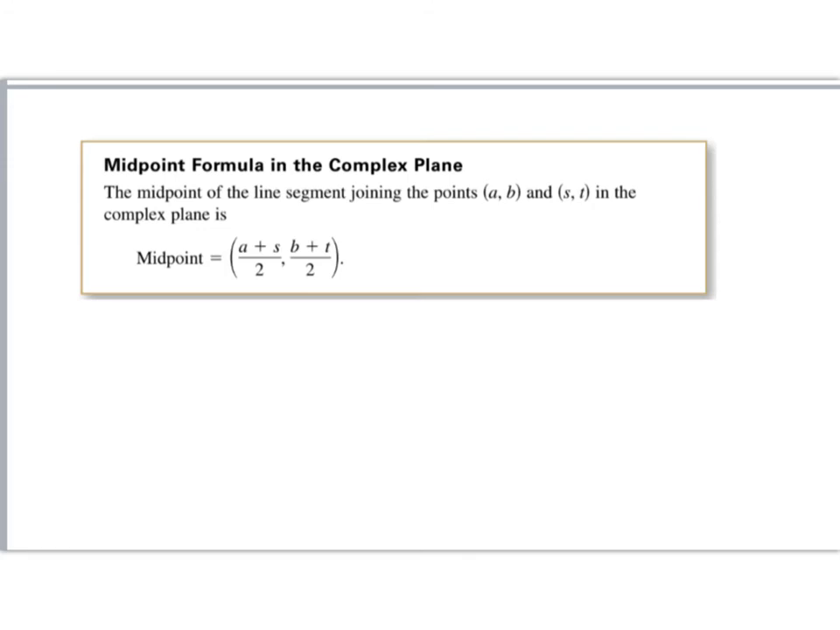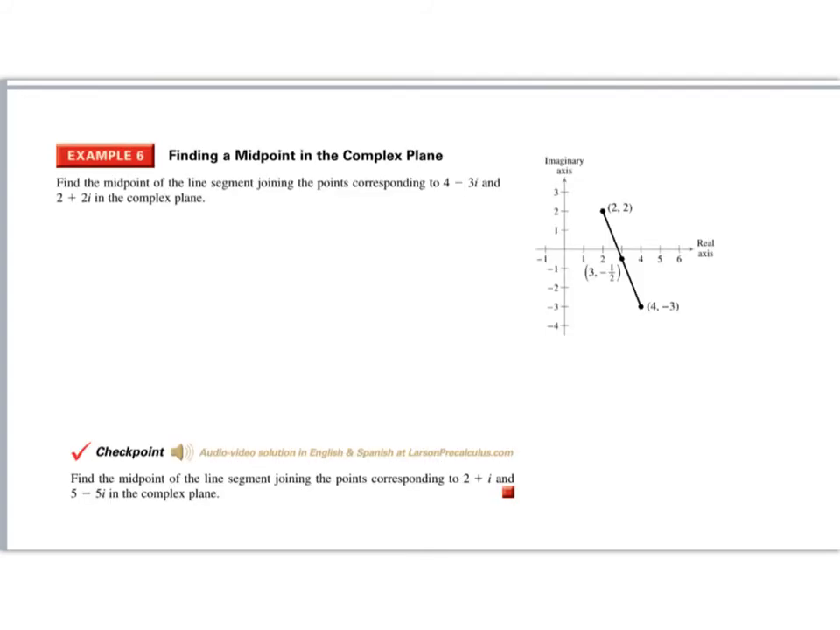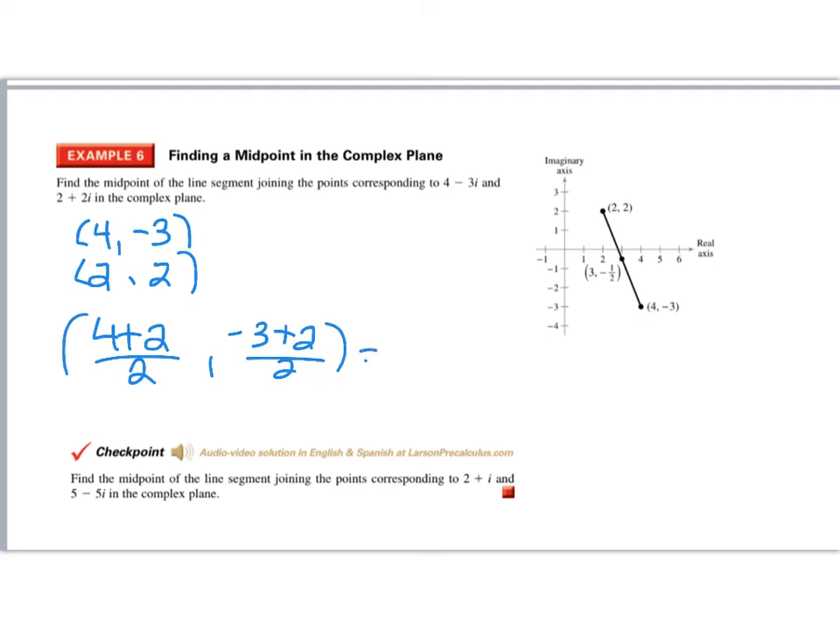Okay, now doing the midpoint. The midpoint is just like you normally do. You're just going to get your coordinates and then do the midpoint. Let's go. If I think about what my coordinates are for this first one, it's 4, negative 3, and then the other one is 2, 2. So I go 4 plus 2 over 2, negative 3 plus 2 over 2. I get 3, negative 1 half.